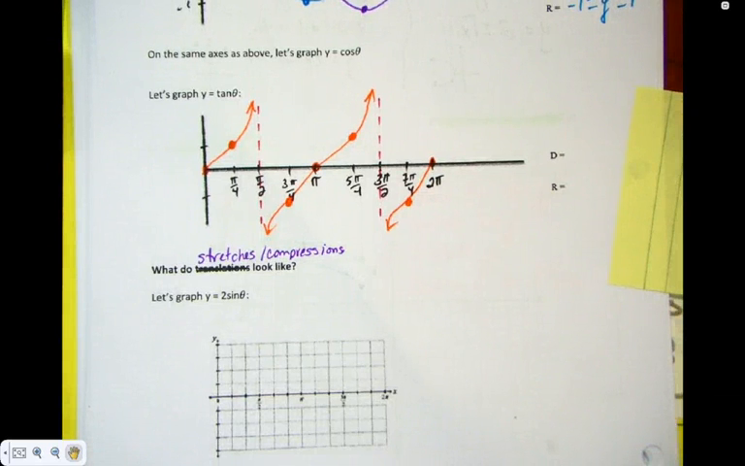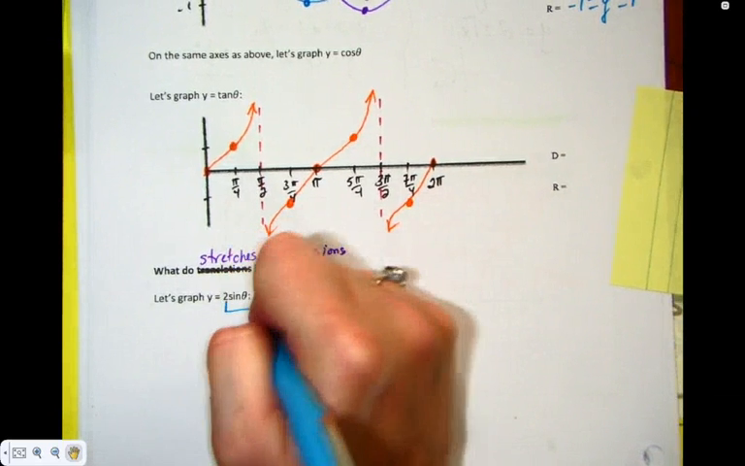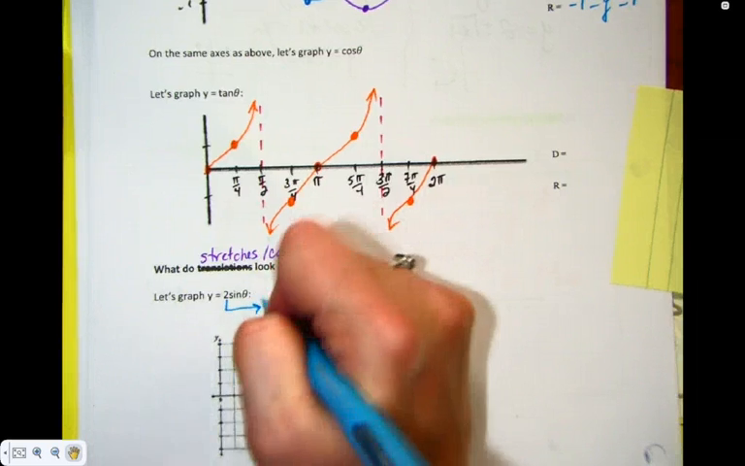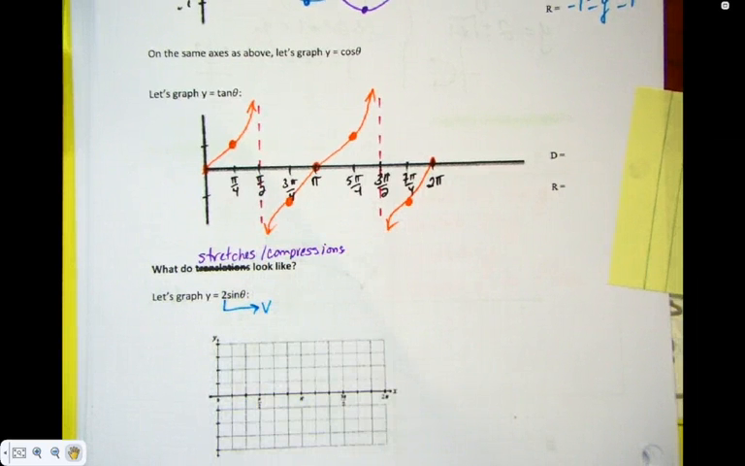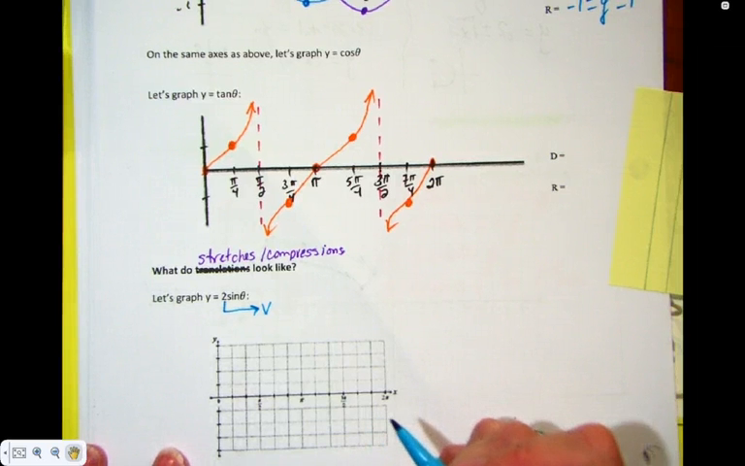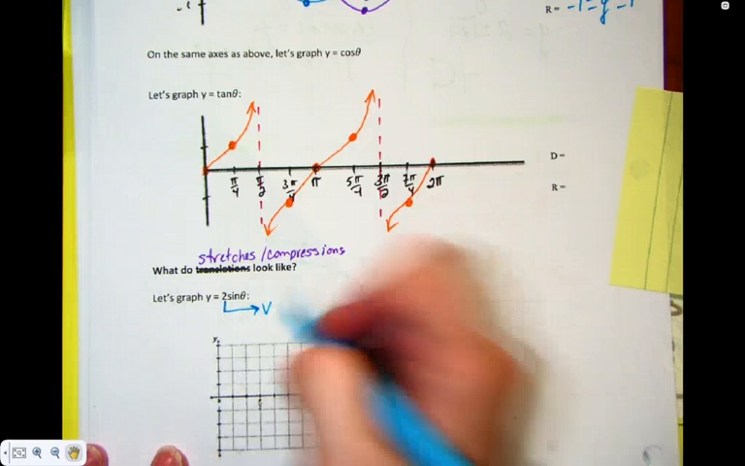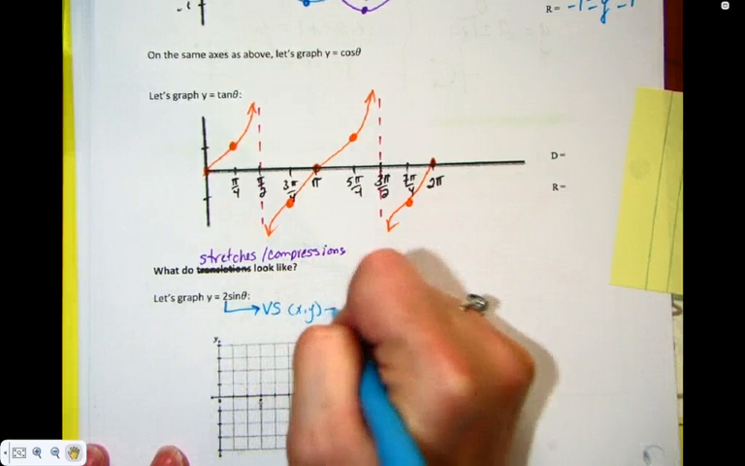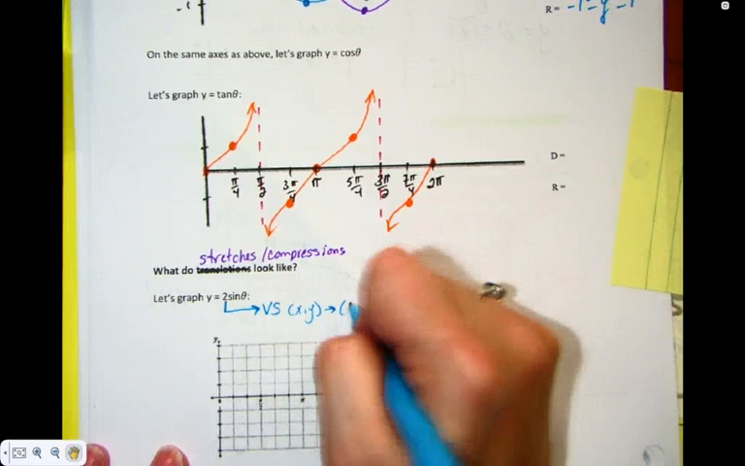y equals 2 sine theta. Is the 2 outside the brackets or inside the brackets? Is it out in front or tucked inside the function? It's out in front, so that makes it vertical. Is it a multiplication or an addition or subtraction? Multiplication, that makes it a stretch or compression. Is it a whole number or a fraction? That makes it a vertical stretch. (x, y) goes to (x, 2y).